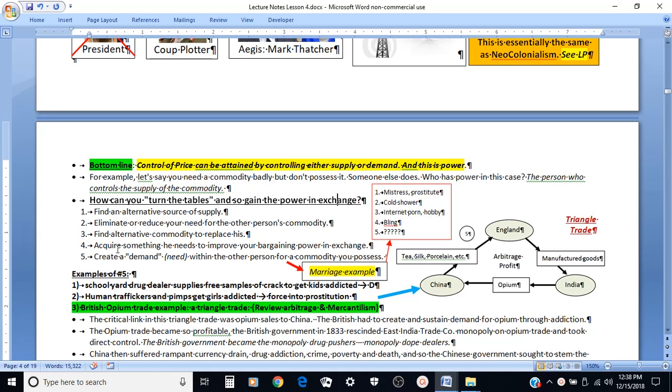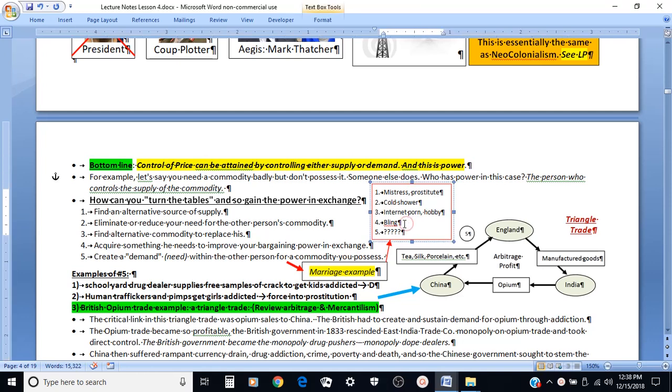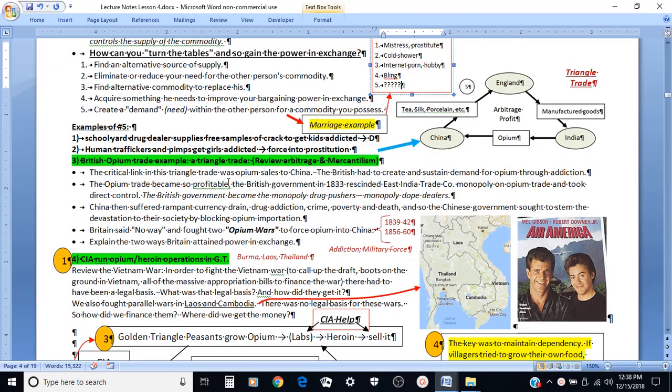He can acquire something the other person needs to improve his bargaining position in the exchange. So maybe the wife really likes bling, so he buys bling and uses that as an exchange thing. Or the third one is to create demand or need within the other person for a commodity you possess. Now we have a really good example here, so we'll just go on to some examples that are, for the most part, pretty common knowledge.